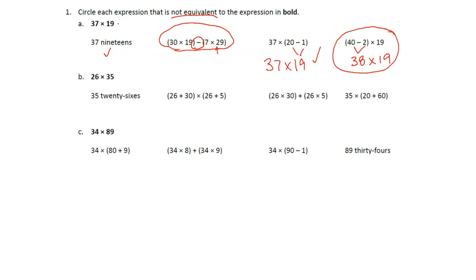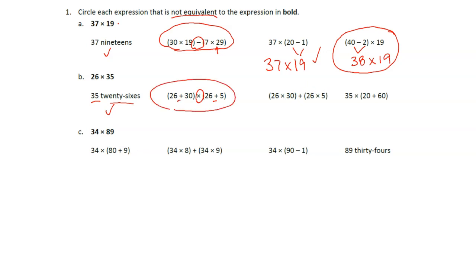All right, looking at B. Well, we know that 26 times 35 is equal to 35 26s. So this checks out. We're not going to circle it. Now, pay attention. You notice our addition signs are inside our parentheses and our multiplication sign is between the sets of parentheses. That's the exact opposite of what we want, right? So we want to have our multiplication signs inside the parentheses and our addition sign, in this case, on the outside. So this is going to be circled.